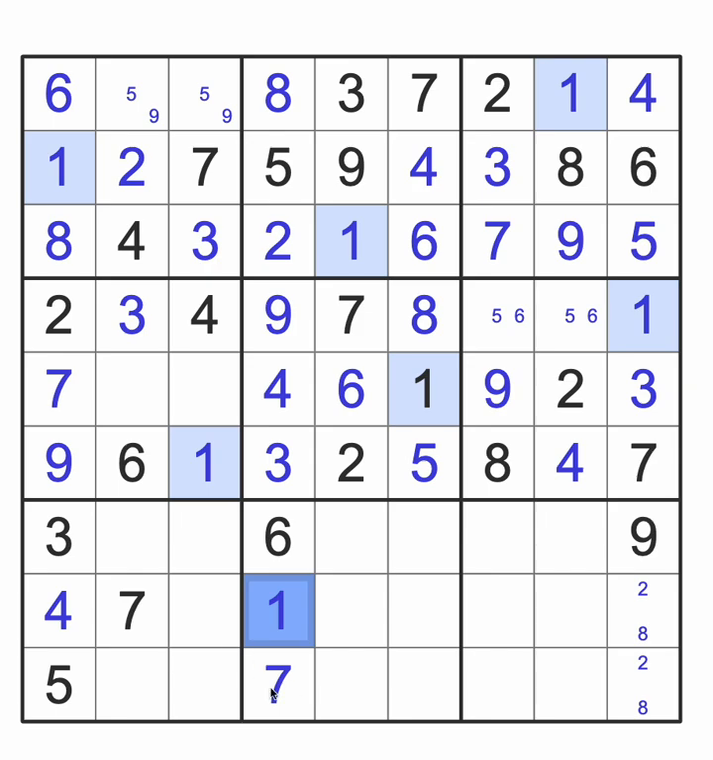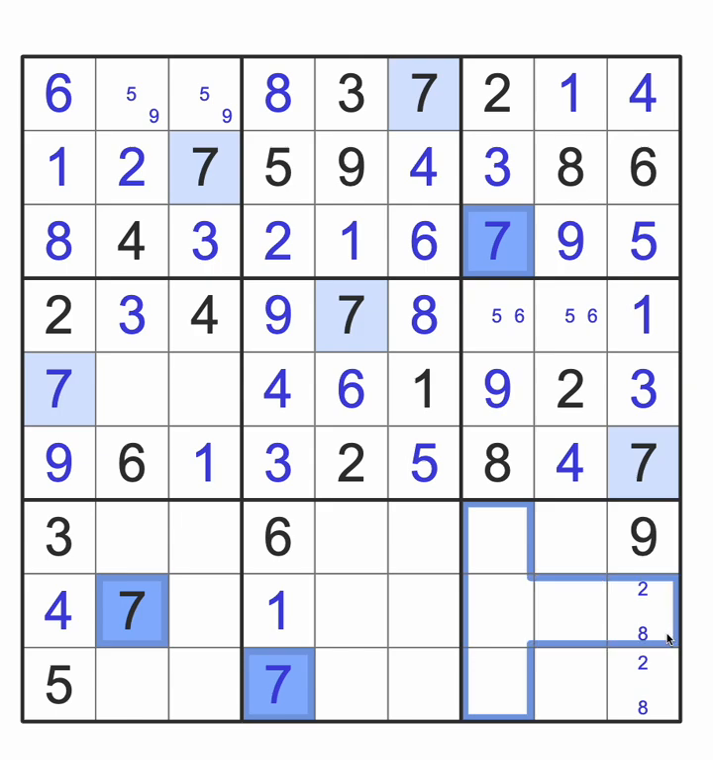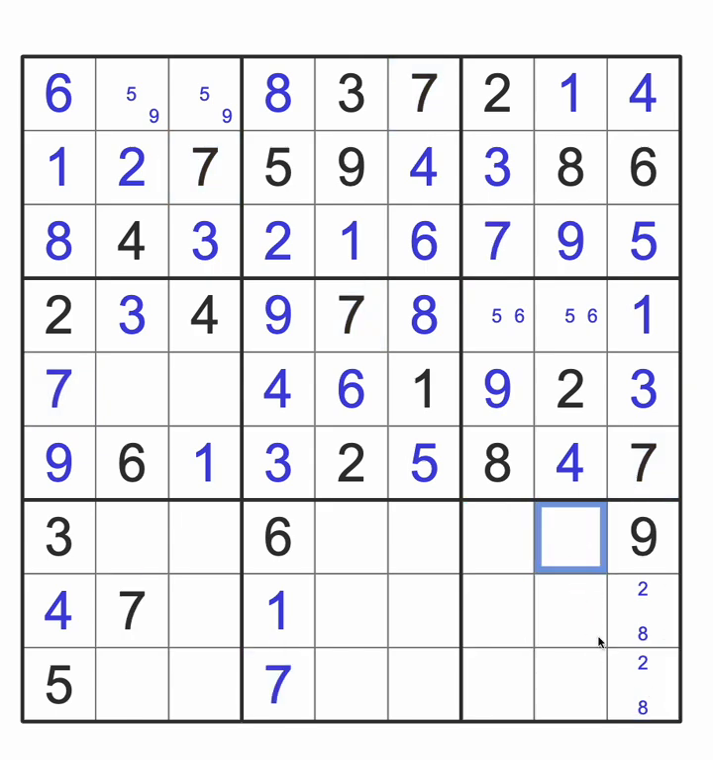Okay, 7 and 7 and 7 block these. Gives me 7 here. These are 4, 5, 8. These are 2, 3, 9. And 3 and 9 here block this cell. Gives me 2 here.